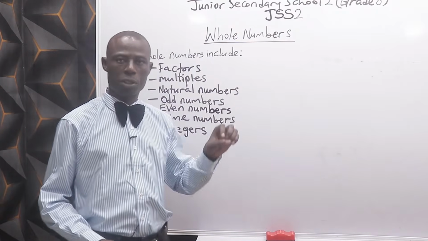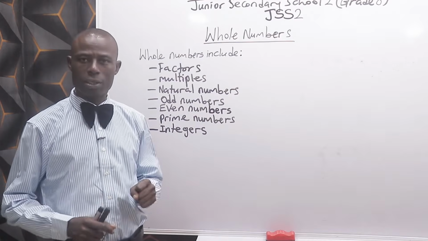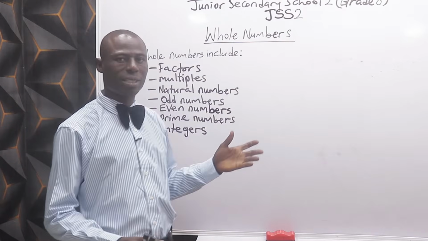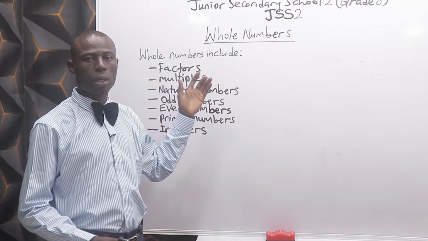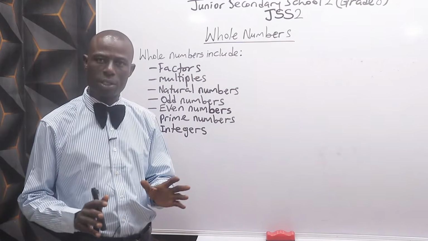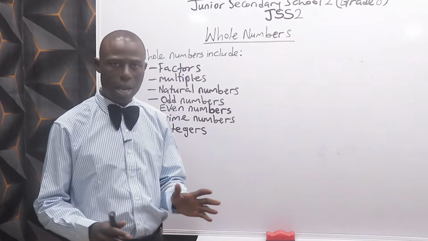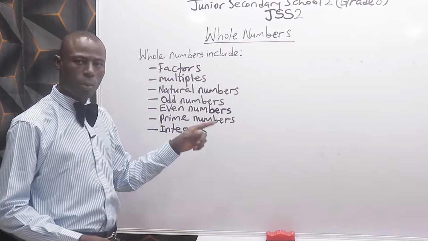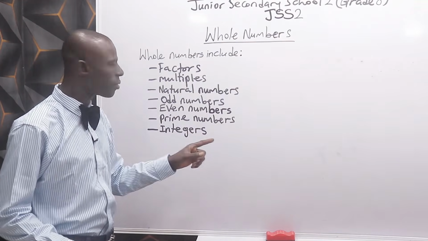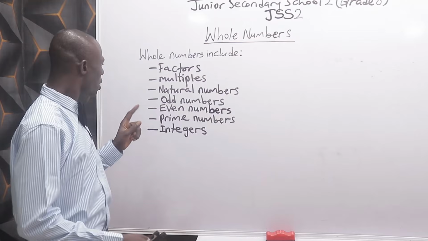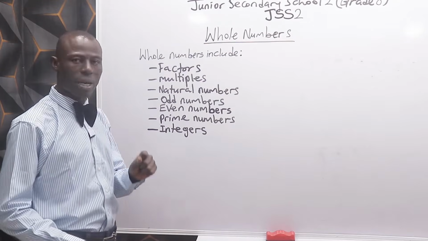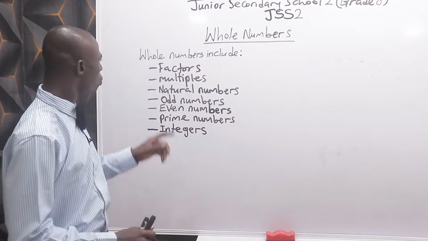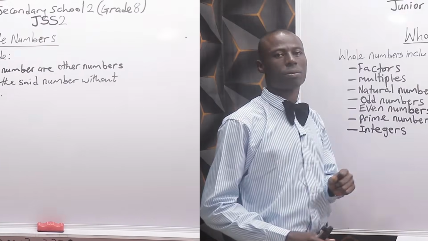I'll be teaching you mathematics on this platform, and I want to handle the class today, Junior Secondary School 2, called Grade 8. And we are starting with the topic whole numbers. Whole numbers are numbers without fractions or decimals, and they include factors, multiples, natural numbers, odd numbers, even numbers, prime numbers, integers. Let's take them one after the other as we are starting with factors.